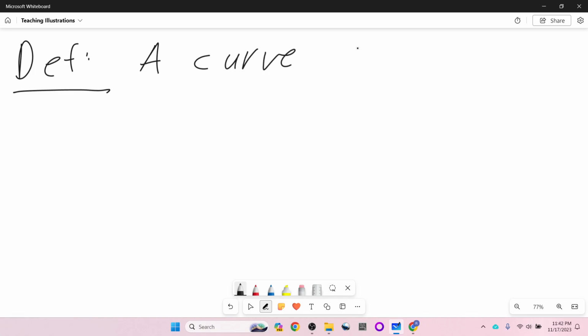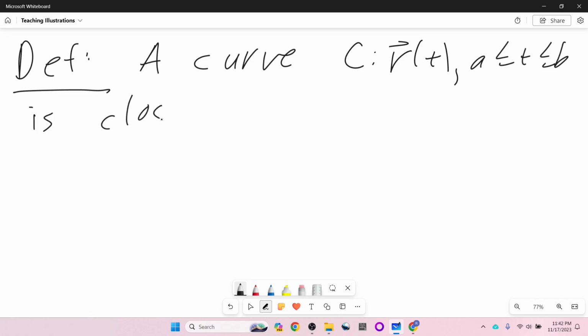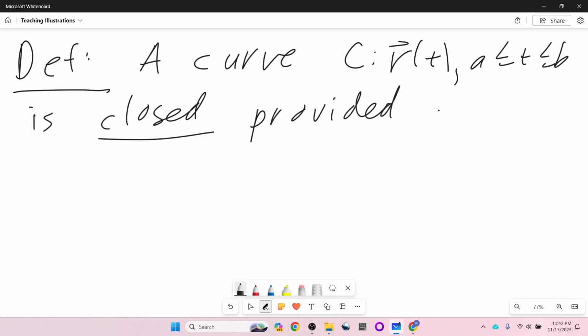All right, so let's do another definition. We'll get to some examples soon enough, I promise. But, okay, a curve defined by some r(t), where t goes from a to b, is closed provided r(a) equals r(b).